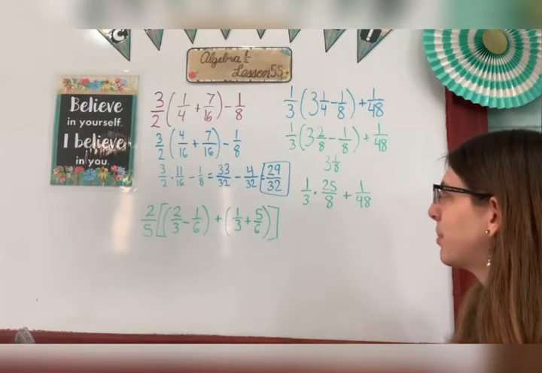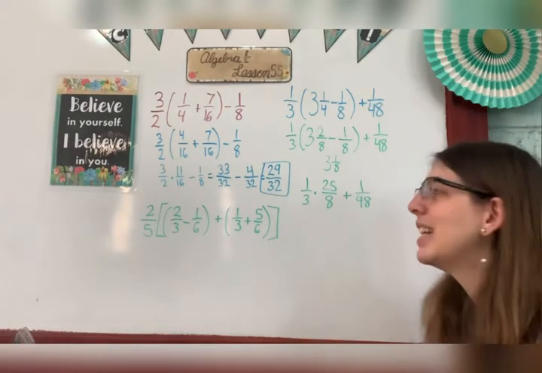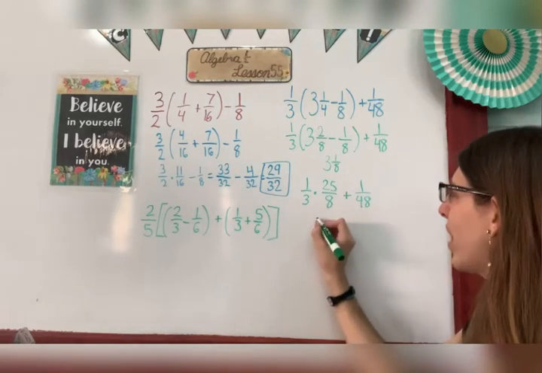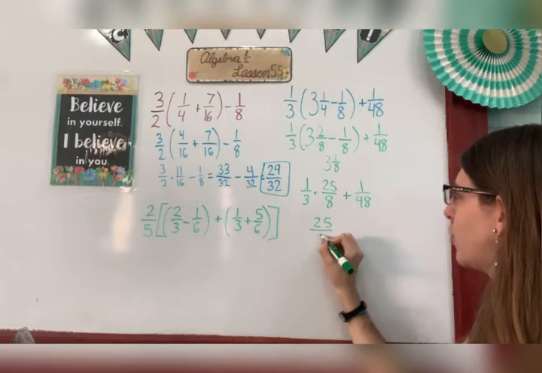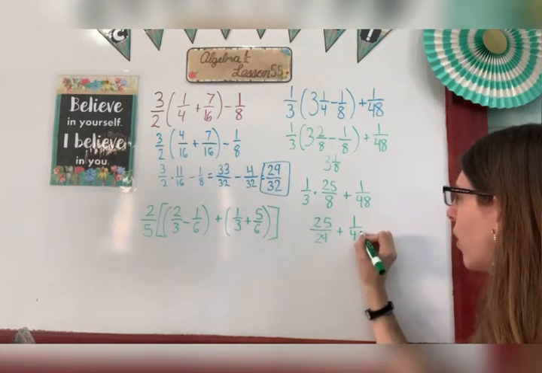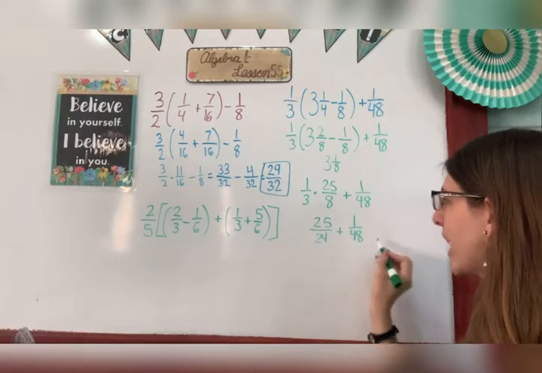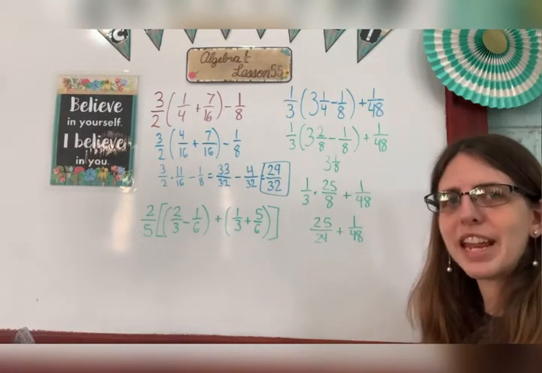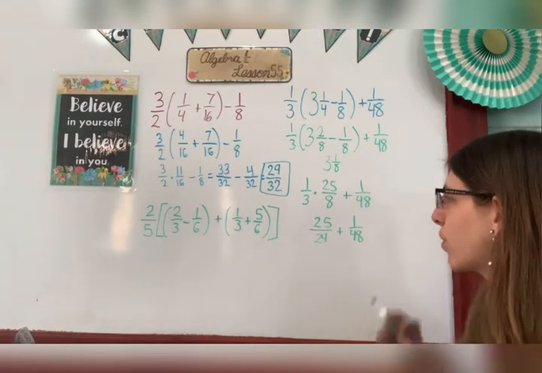Okay, so I do my multiplication first. Is there anything I can cancel? Sadly, no. So 1 times 25 is 25. 3 times 8 is 24. Plus 1/48. Now I need to change 24 and 48 so they have the same denominator. All right, what's the least common multiple of 24 and 48?